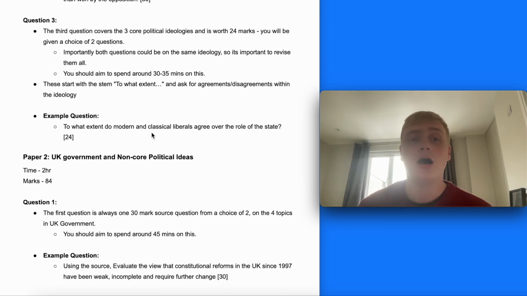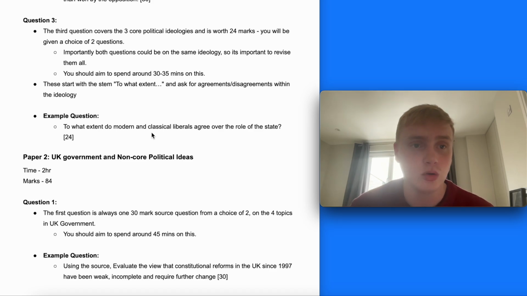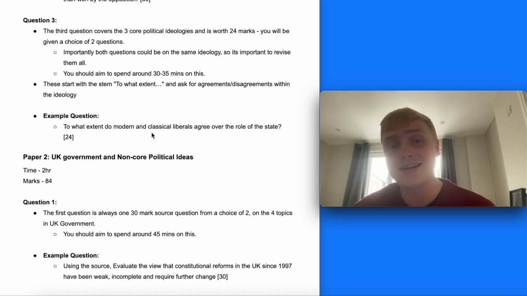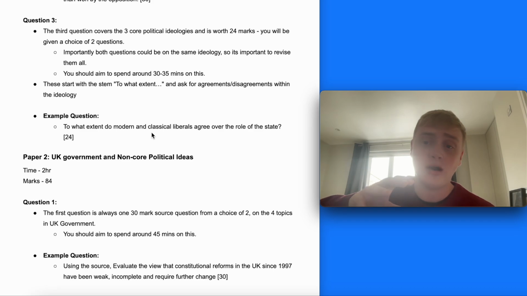Question 3 then covers the 3 core political ideologies and is worth 24 marks. So you're given a choice of 2 questions and you have to answer one of them. So you'll ultimately only be answering a question on one of liberalism, conservatism, or socialism. And they could do 2 questions on socialism and you have to do one. They normally do one of each. But you do have to revise all 3 of them, even if you only end up answering a question on one of them. It's a slightly shorter question.